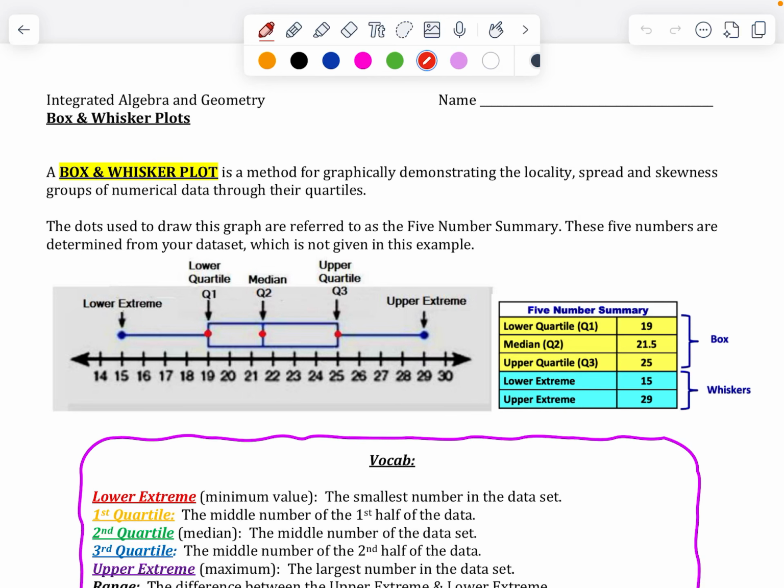All right, this is a lesson on box and whisker plots. So what is a box and whisker plot? It is a method of graphing. It shows you the locality, spread, and skewness of numerical data throughout quartiles.